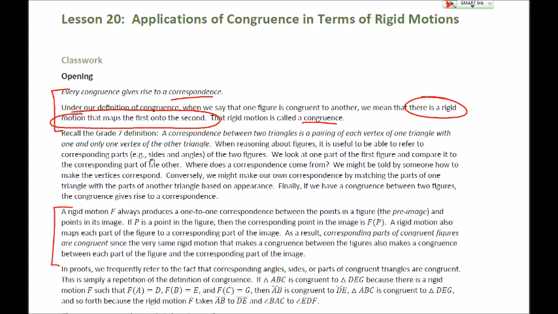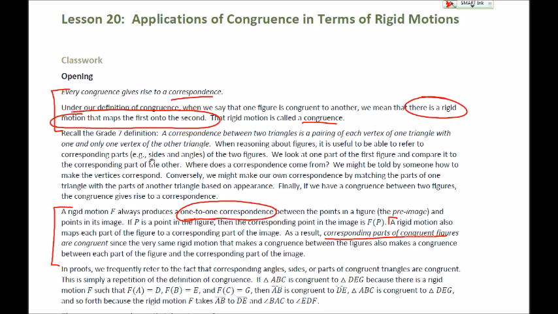Down here it says a rigid motion F, that's the name of the rigid motion, always produces a one-to-one correspondence between the points in a figure, the pre-image, and the points in its image. So the idea of a one-to-one correspondence means that for every point in the pre-image, there's a corresponding point in the image, and vice versa, that for every point in the image, it comes from one point in the pre-image. A rigid motion also maps each part of the figure, meaning sides and angles, to a corresponding part of the image. As a result, corresponding parts of congruent figures are congruent.